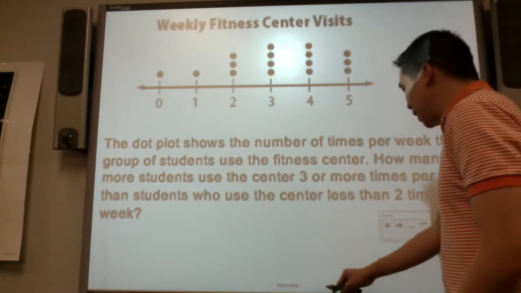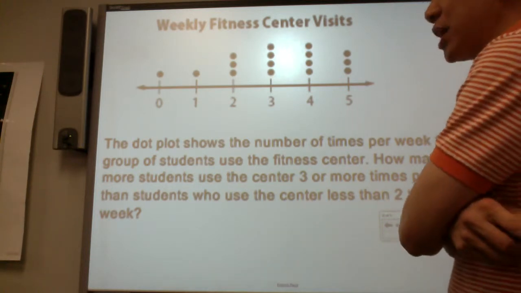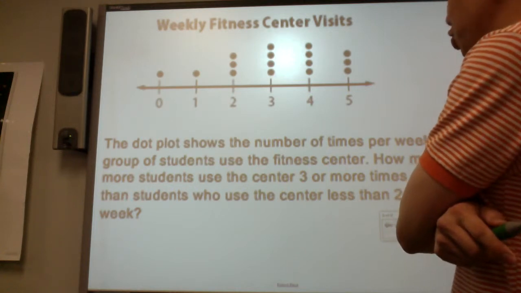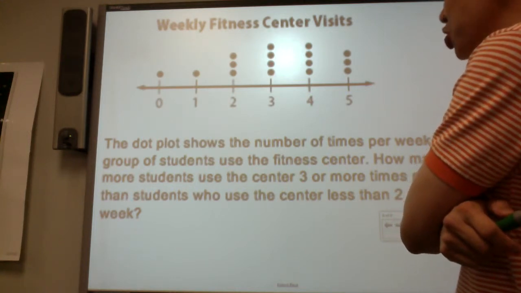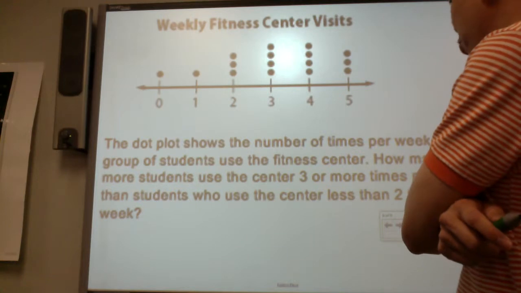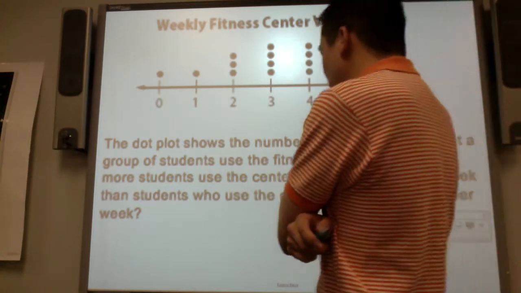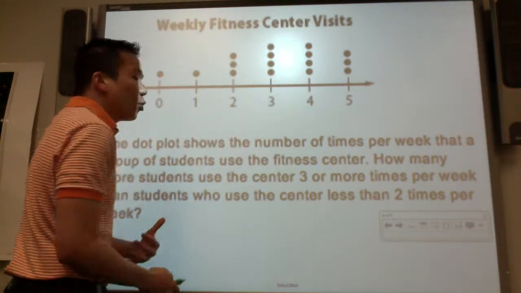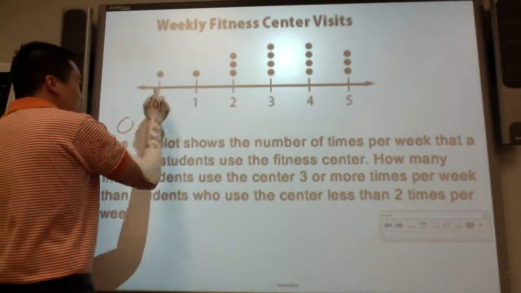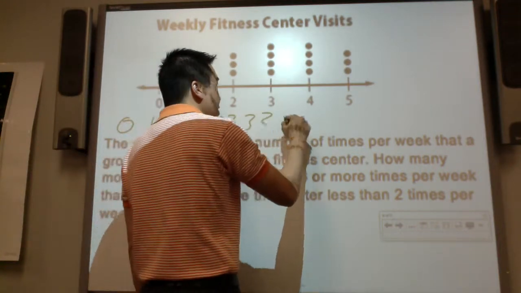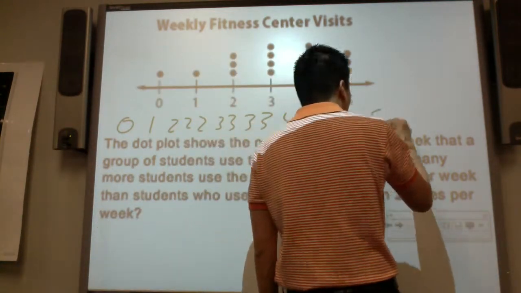You're given now a dot plot. Can you answer questions about it? The dot plot shows the number of times per week that a group of students use the fitness center. How many more students use the center 3 or more times per week than students who use the center less than 2 times per week? So you know what? I'm going to write out the numbers. 0, 1, there are 3 2s, there are 4 3s, there are 4 4s, and 5 5s.